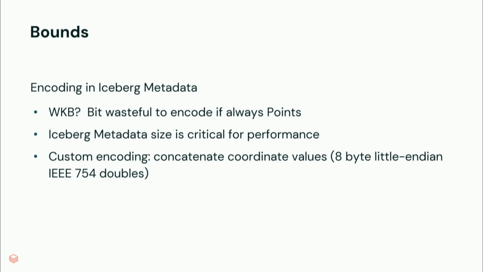But Ryan Blue made a nice observation that in Iceberg, the metadata size is very, very important because that's on the critical path of reading and writing the Iceberg table. So he said, well, we always know it's a point, so we can make some optimizations. We don't need the first bit. We can always hard code the byte order. We can always assume it's a point, so we can get an even more compact representation of the bound by just concatenating the coordinate values of the point. So we have a nice compact bound representation.